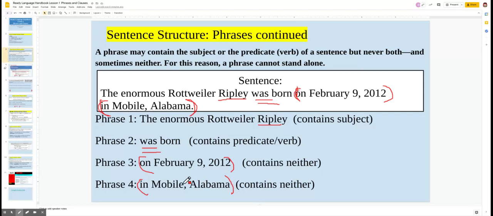Now notice that both of my prepositional phrases don't have the subject or the verb in there, and that's fine. So I have my enormous Rottweiler Ripley, which is one phrase. I have was born as another phrase. And keep in mind, guys, that none of these phrases by themselves make a sentence. They don't. You need them to make sense and be put together. You've got to add phrases together to create a clause, which we're going to get to tomorrow.